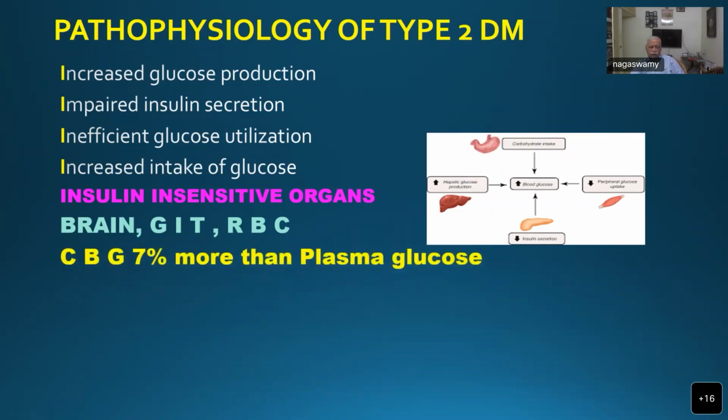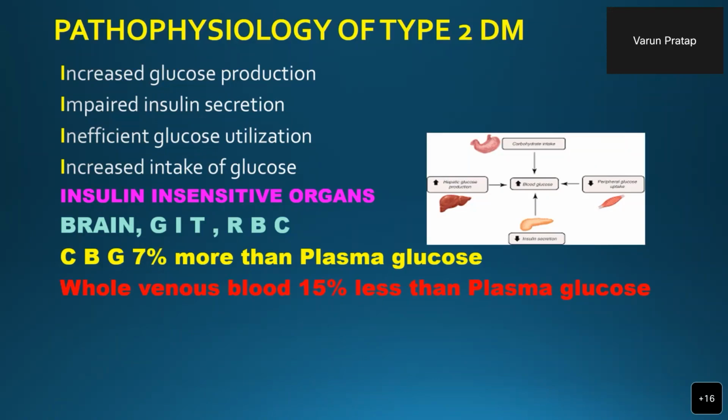Another exam question they may ask you is, what is the relationship between the capillary blood glucose, plasma glucose, and the whole venous sample blood glucose? Any idea? Normally, capillary blood glucose is 7% more than plasma glucose. So what about the relationship between plasma glucose and whole venous blood glucose? 15% less than plasma glucose. Yes. So whole venous blood glucose is 15% less than plasma glucose.